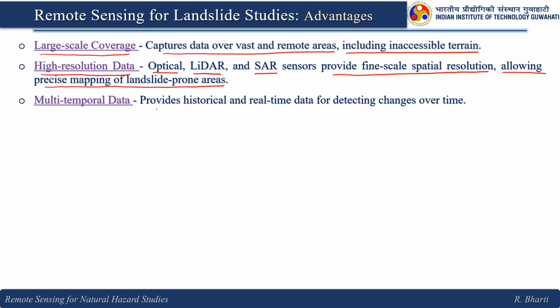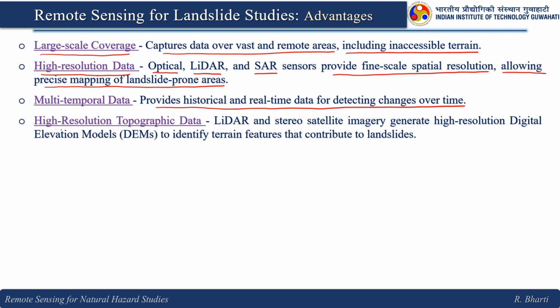Then comes the multi-temporal data. As I discussed before, multi-temporal data sets are the data sets captured at a particular frequency, right. So, it provides historical and real time data for detecting changes over time. Then high resolution topographic data, the LIDAR and stereo satellite images generate high resolution digital elevation models to identify terrain features that contribute to landslide.